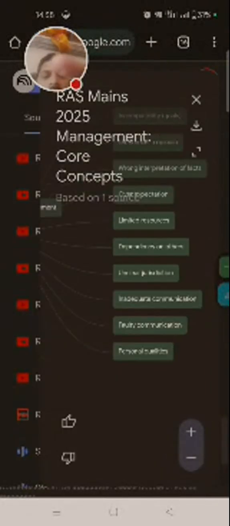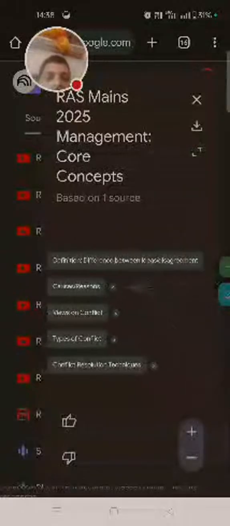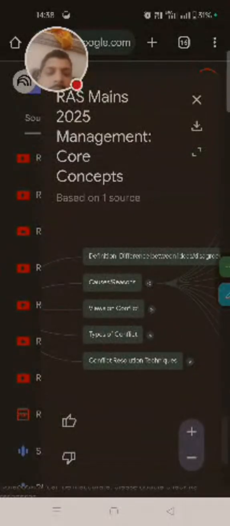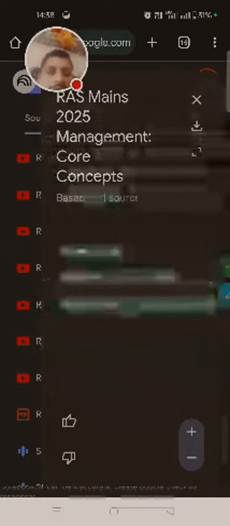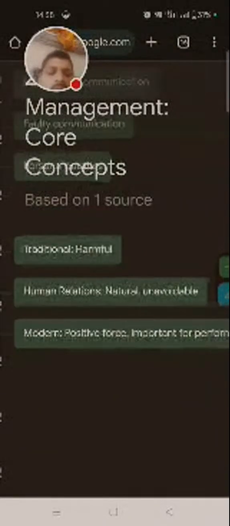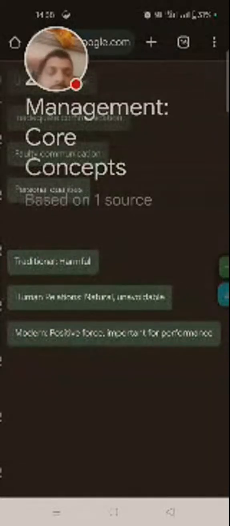And then comes the views on the conflict. So, views on conflict are the traditional and harmful view, the human relation, natural and unavoidable view, and the modern, positive force, important for performance view. And then comes the types of conflict. First is the functional or the positive conflict.